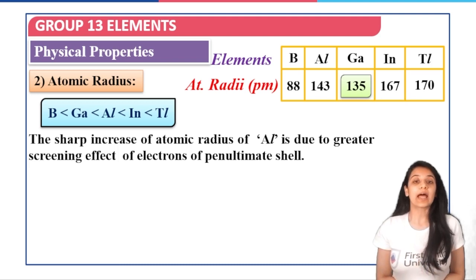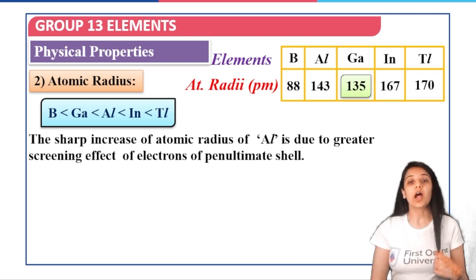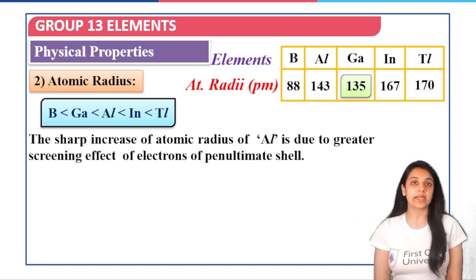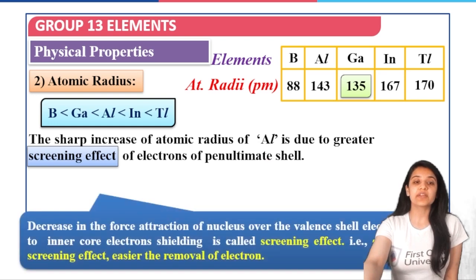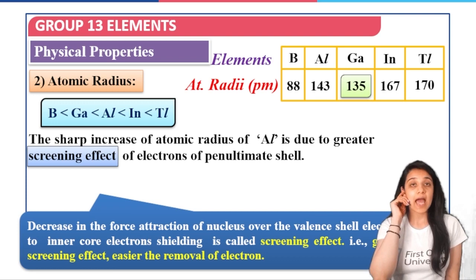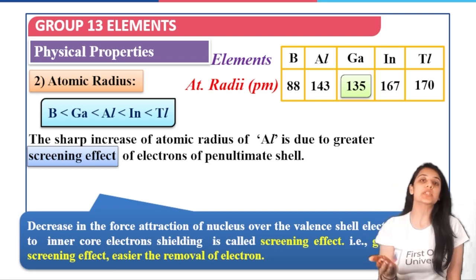But that is not the case with gallium, and therefore aluminium has got a larger atomic radius as compared to gallium. So what is screening effect? We have already seen that it is the decrease in the force of attraction of the nucleus over the valence shell electrons because of the inner core electrons shielding. That is called screening effect, and greater the screening effect, easier is the removal of the outermost electron.